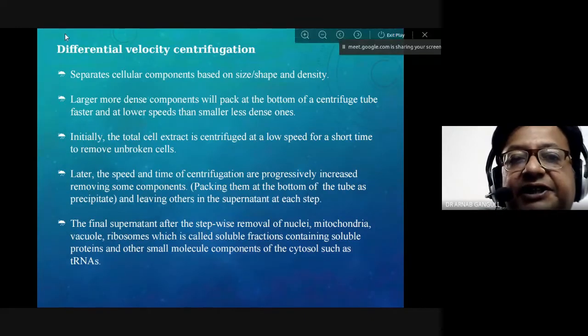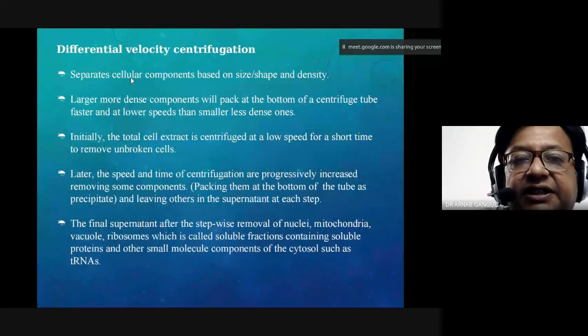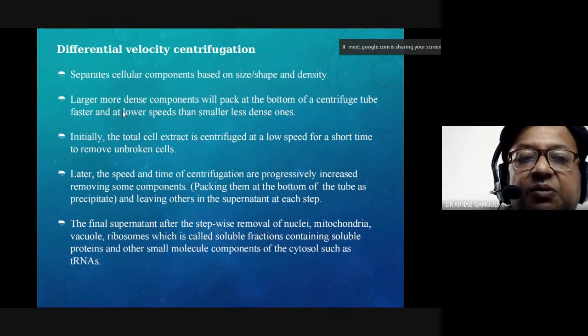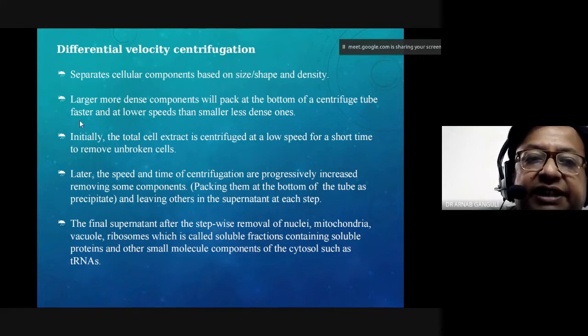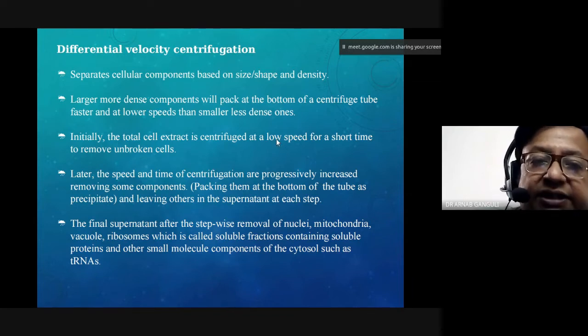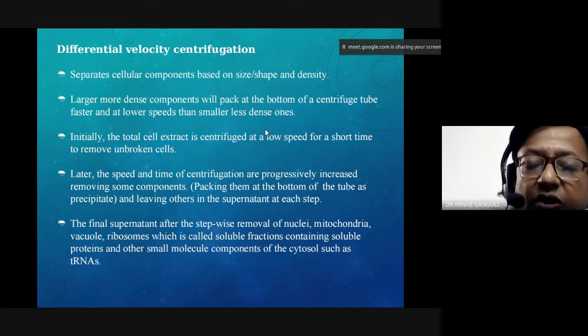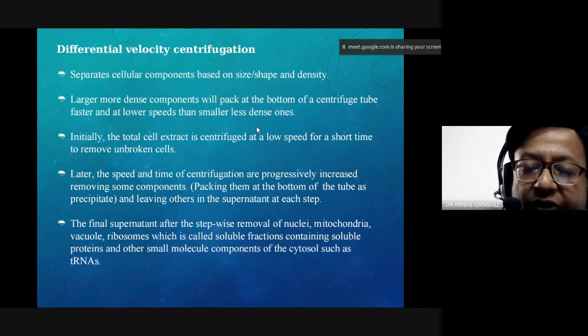Now you have differential velocity centrifugation. So this separates cellular components based on size, shape and density. Larger, more dense components will pack at the bottom of the centrifuge tube faster and at lower speeds than smaller, less dense ones. So at lower speeds, more dense components will go below faster. The smaller ones will go slower.